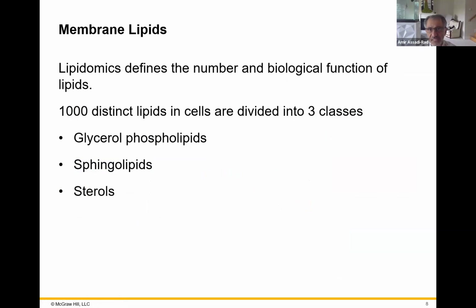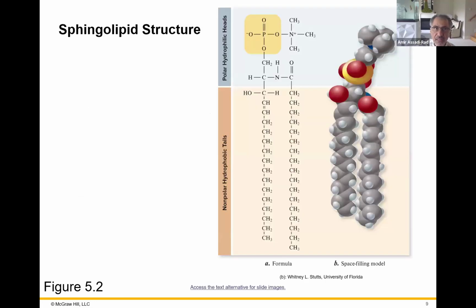Lipidomics defines the number and biological functions of lipids. The 1,000 distinct lipids in a cell are divided into 3 classes: glycerol phospholipid, sphingolipid, and the sterols. So here is the sphingolipid. We talked about that last time. I thought it was a phospholipid, but structurally it is a little the same thing. In general, it is the same thing: a hydrophilic head that loves water, and a hydrophobic tail.